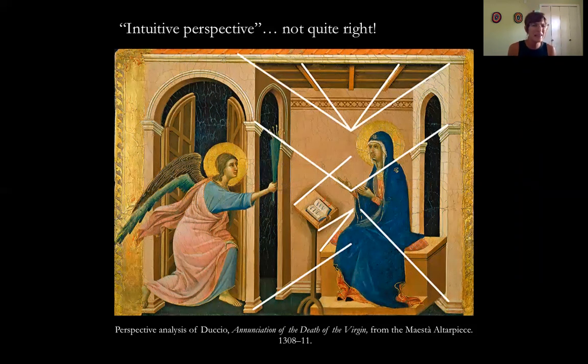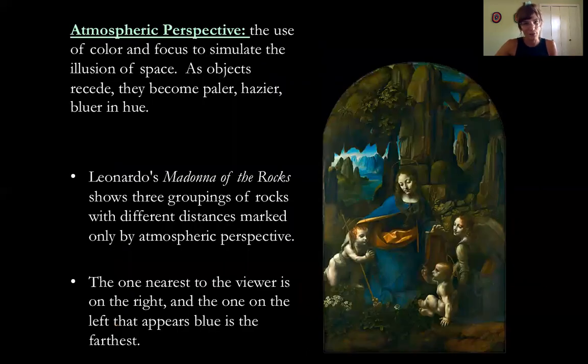So artists thinking about this, understanding that some of the lines, some of the orthogonals should converge, but not quite getting it right, and not understanding that all of them should converge if we want perspective to be completely correct. And again, this is before Brunelleschi invented linear perspective, so you can see that it's not quite right at this point.